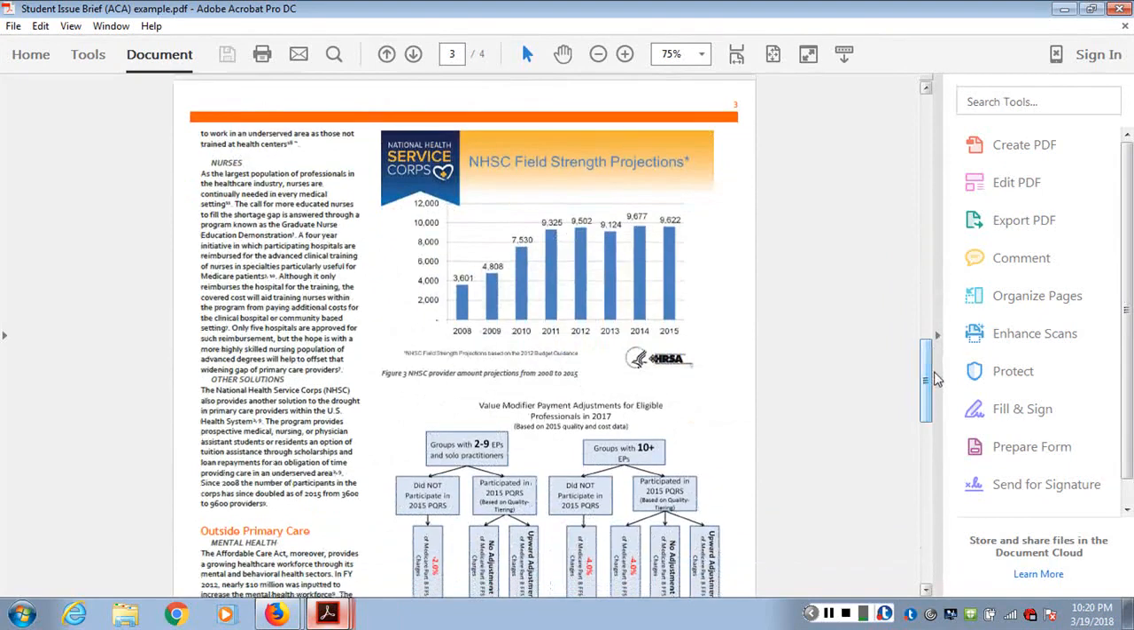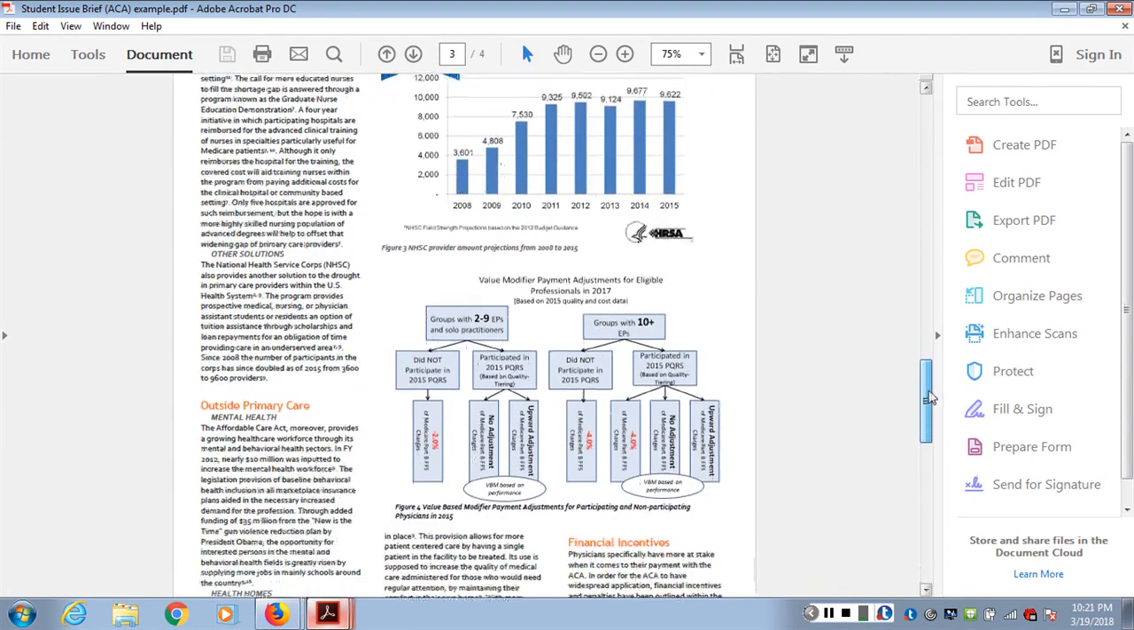We keep on going down. We see her next subtopic under primary care revolves around nurses. And then we see a couple other different topics that she's going to talk about under other solutions, like the National Health Service Corps. And you can see she's got some nice graphics here that tie into what she's talking about with the National Health Service Corps.